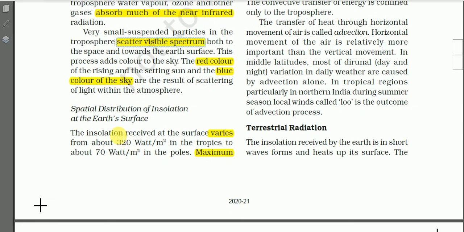About the spatial distribution of insolation, that is, differences in the amount of insolation at the earth's surface: insolation received at the surface varies from about 320 watt per square meter in the tropics to about 70 watt per square meter at the poles. At the polar area we get only 70 watt per square meter, whereas in the tropical region we get 320 watt per square meter.